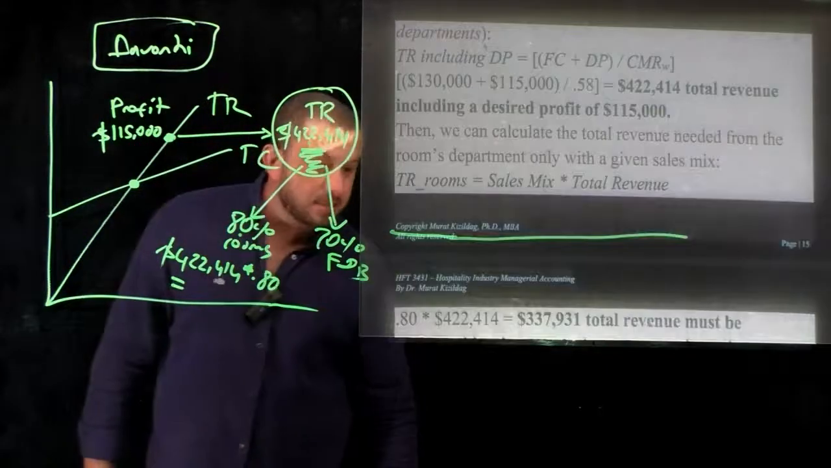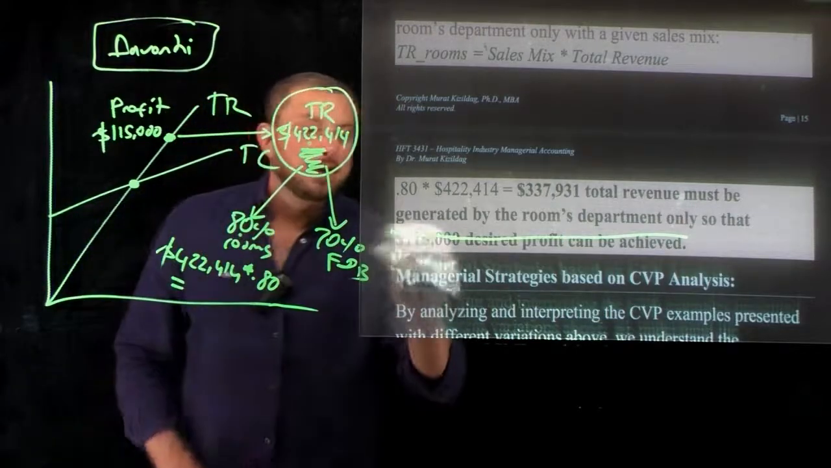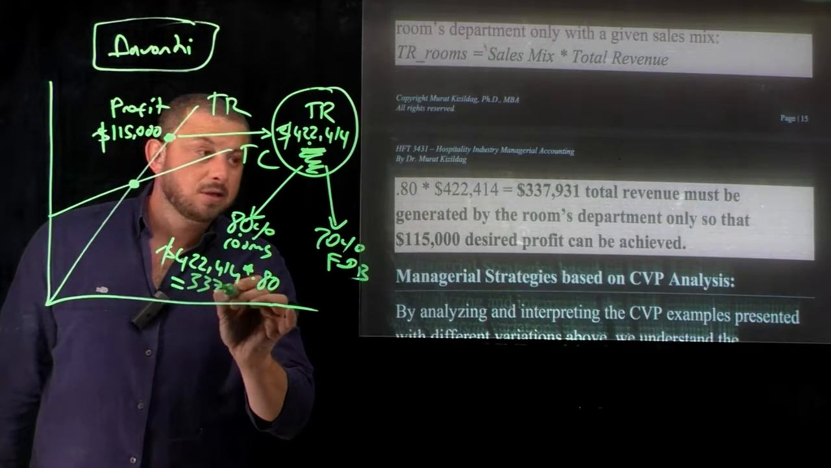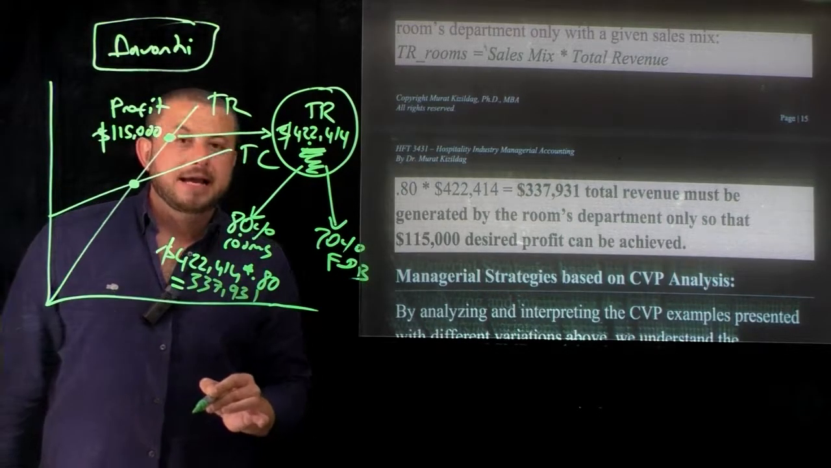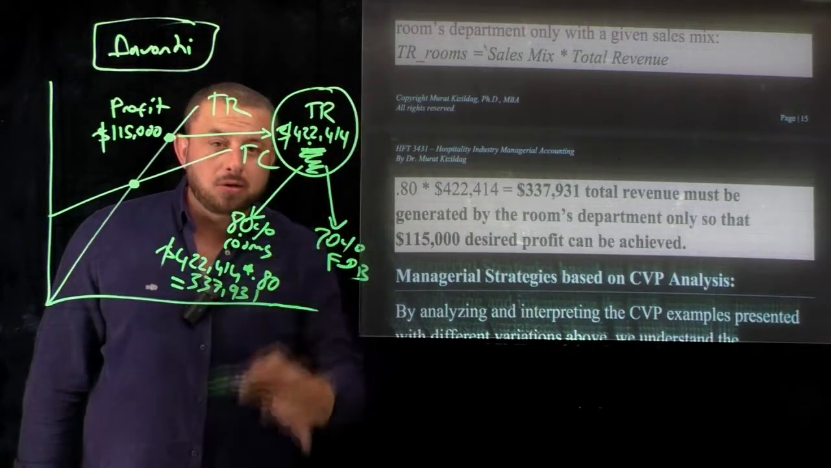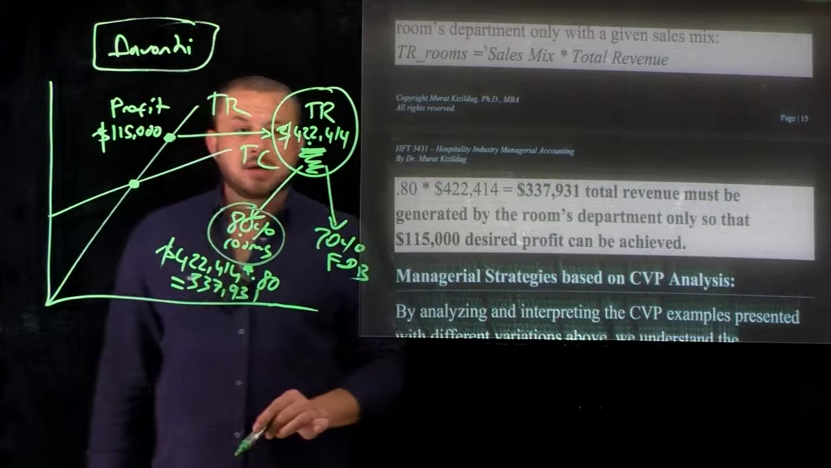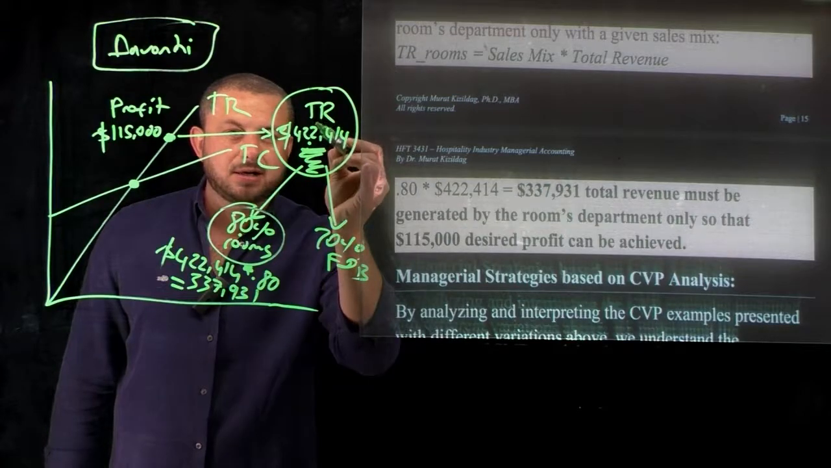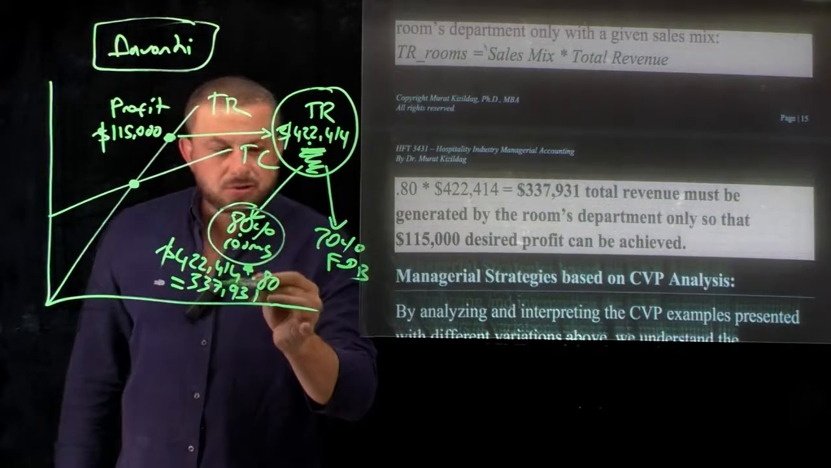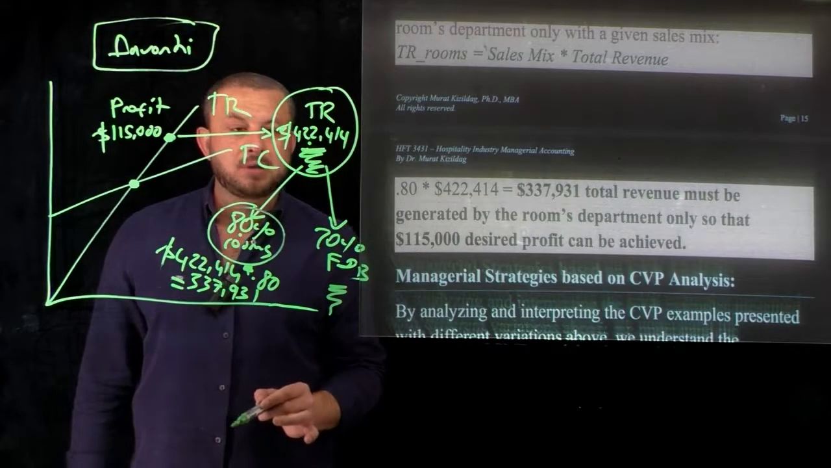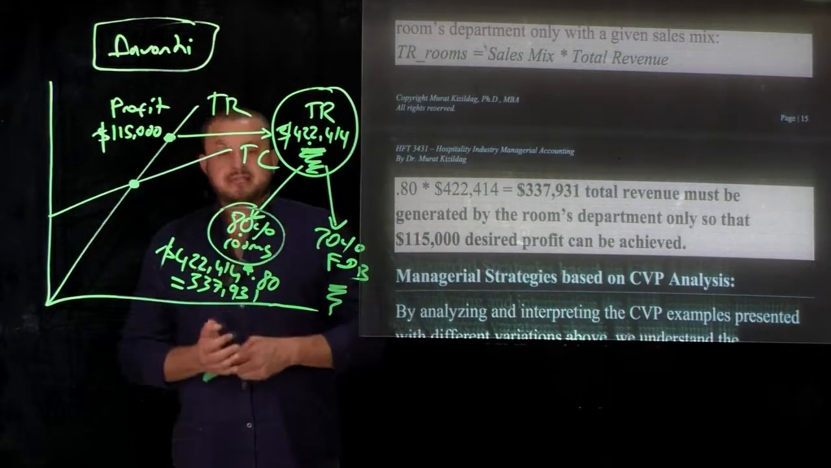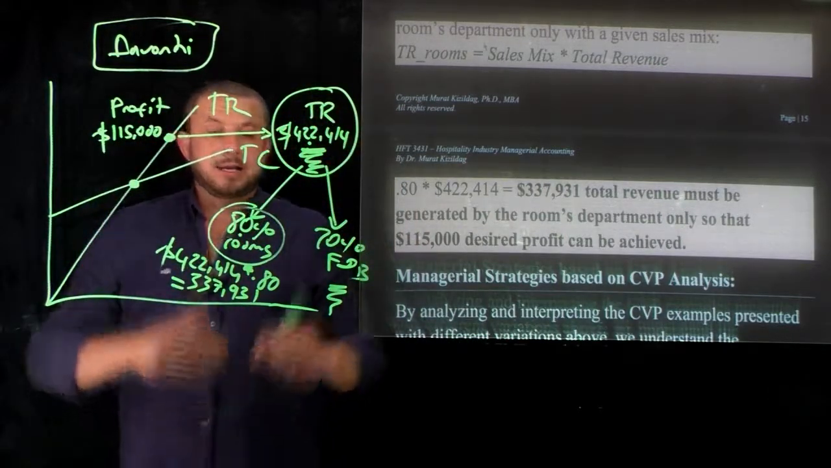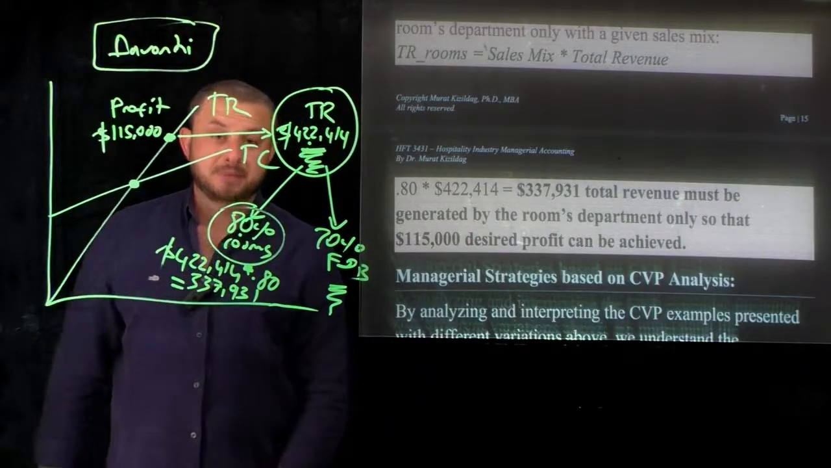When I do this multiplication, guys, I will find out the TR for rooms only, 337,931. It has to be generated by the rooms department only because of the 80% sales mix, so that revenue generation can contribute to TR at the desired profit level. Of course, the remaining has to be generated from the F&B department. So this is the breakdown of TRs at DP level or TRs at BE level, when you have two departments under CVP, and you can break it down by the sales mix, guys.